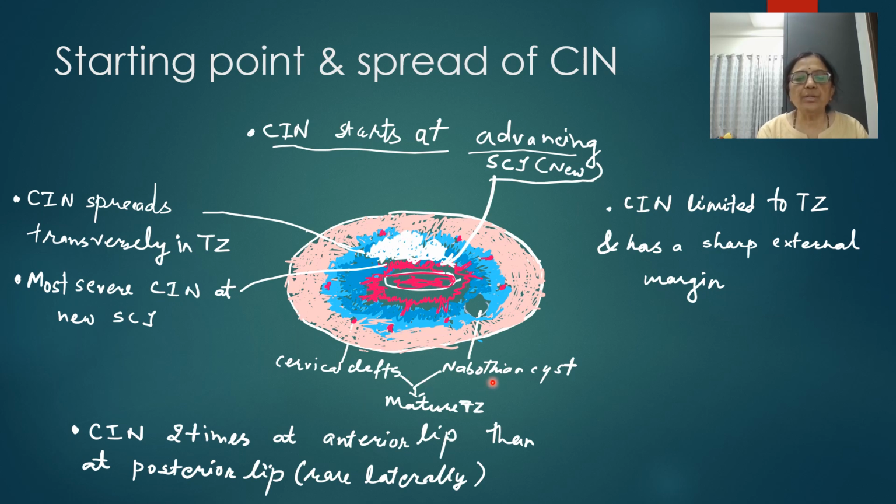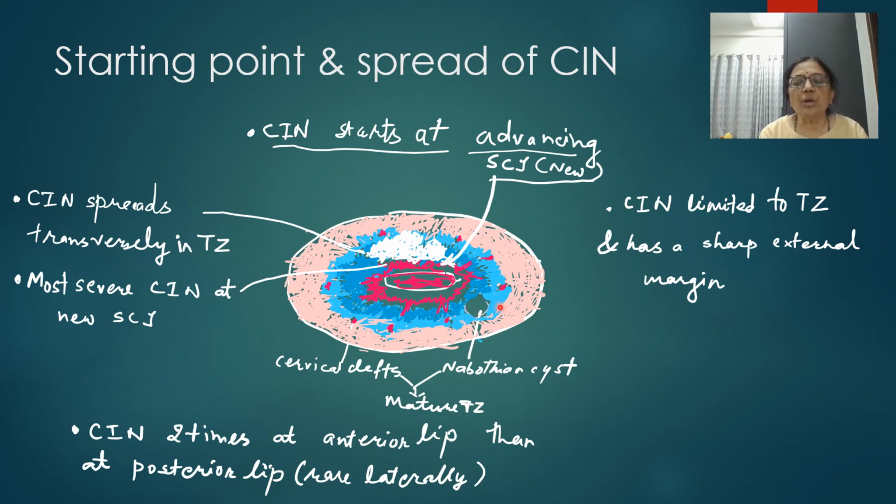Cervical clefts and Nabothian cysts are the two important features which help us to identify or imagine where the original squamocolumnar junction must be. Whenever we do colposcopy and see the cervix under magnification, in the panoramic view initially, what we should focus on is the advancing or new columnar junction, whether we can see it completely. Secondly, we have to see where the Nabothian cyst and cervical cleft openings are seen, because that gives us an idea where the original squamocolumnar junction must be.